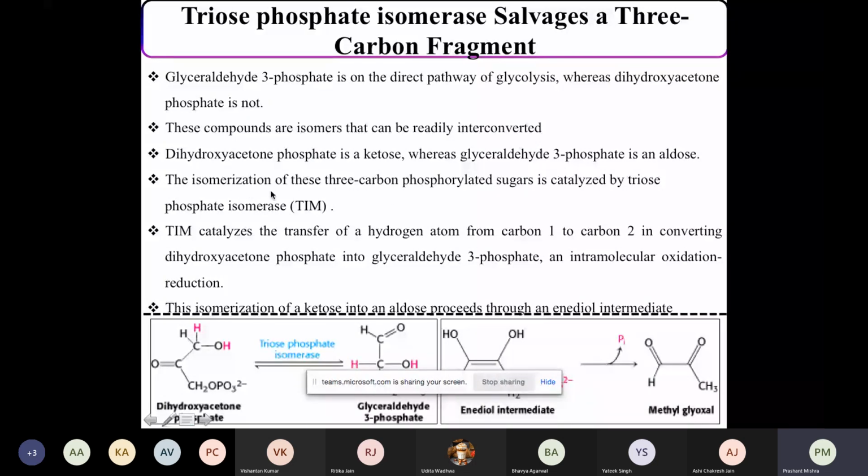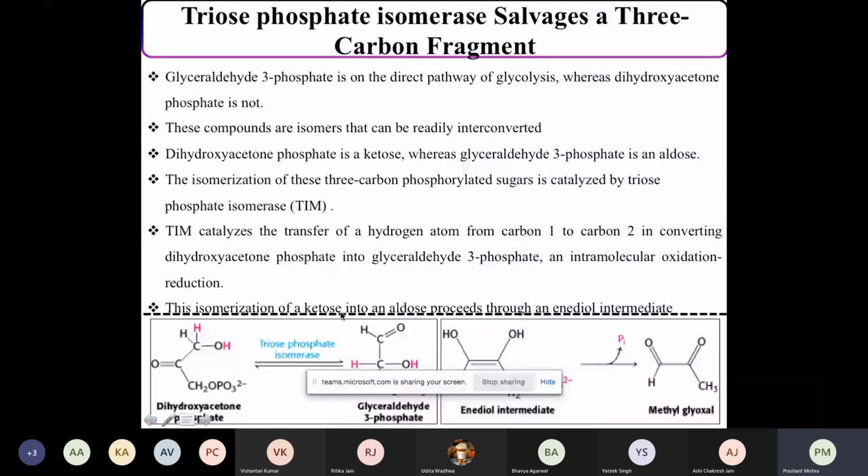Now we look at the isomerization of 3-carbon phosphorylated sugar, which is catalyzed by the enzyme triose phosphate isomerase. I'm writing it as TIM. This triose phosphate isomerase catalyzes the transfer of hydrogen atom from carbon 1 to carbon 2, and I will show you how it happens, to form glyceraldehyde 3-phosphate from dihydroxyacetone phosphate by an intramolecular oxidation reduction reaction. This is very interesting. I'll show you how it happens.